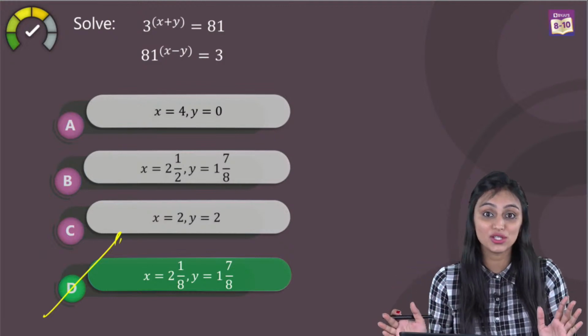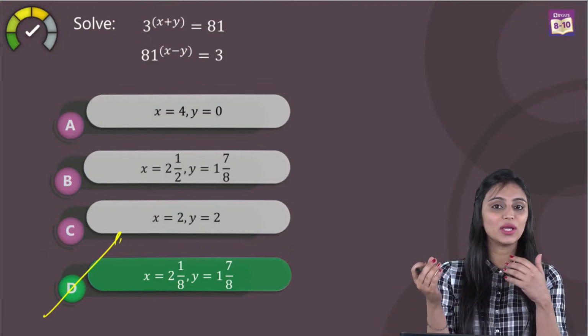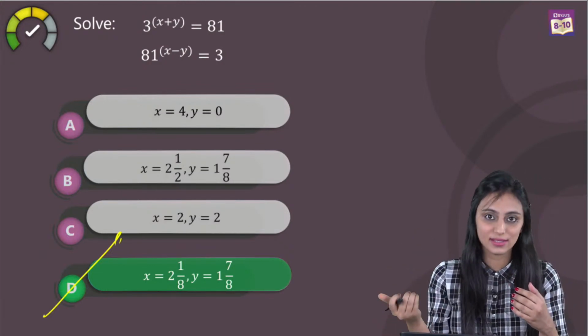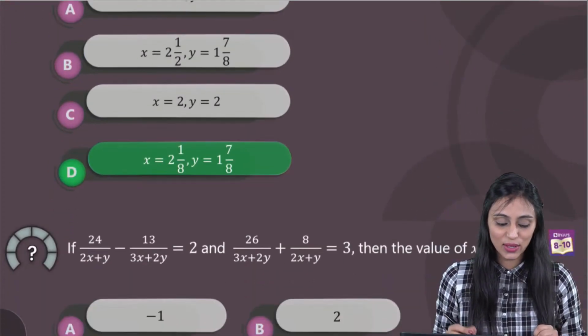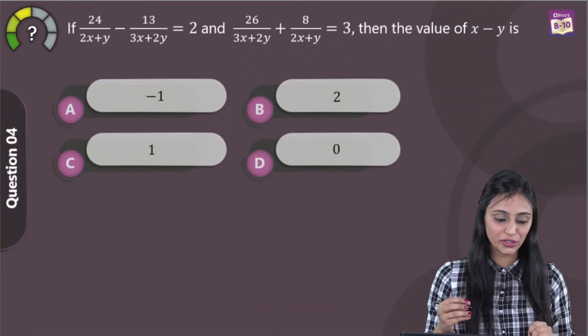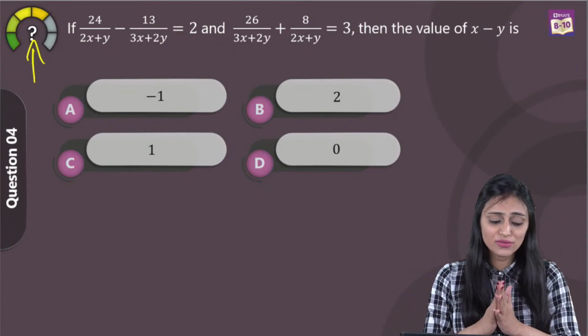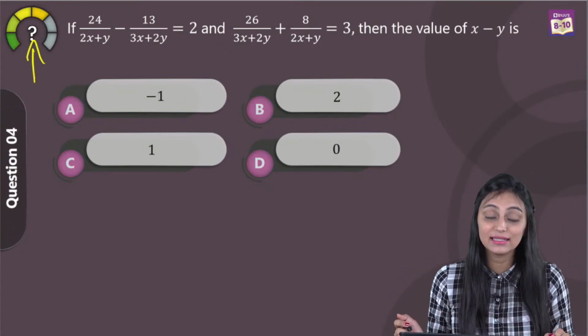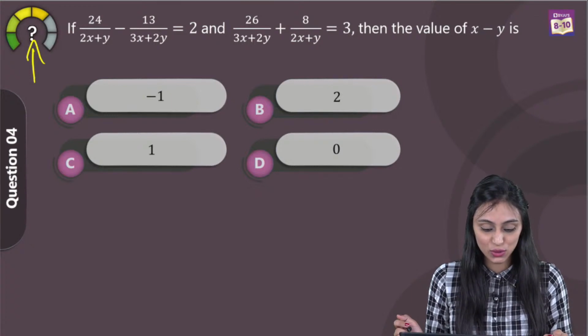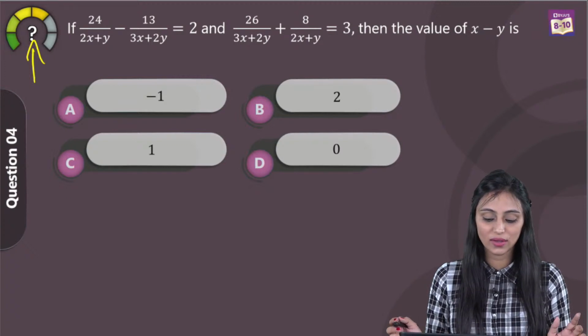If you find such questions in your exam, you should know that you cannot take that base to the other side. Now let's take a look at another question, which is question number 4. We can see it's a moderate level one. So we have: if 24 by 2x plus 5 minus 13 by 3x plus 2y is equal to 2, and 26 by 3x plus 2y plus 8 by 2x plus y equals 3, what is the value of x plus y?